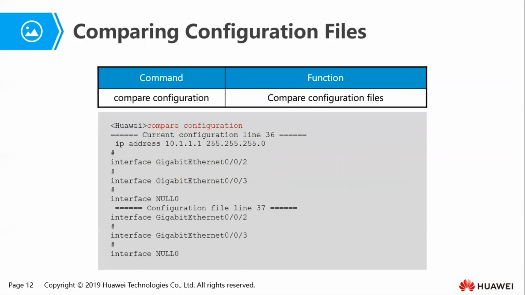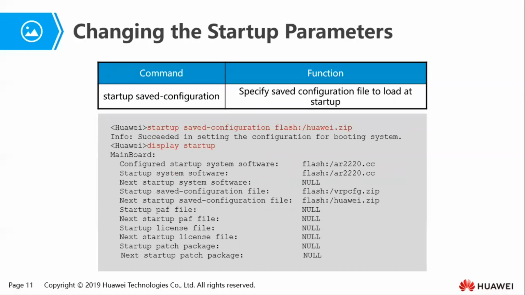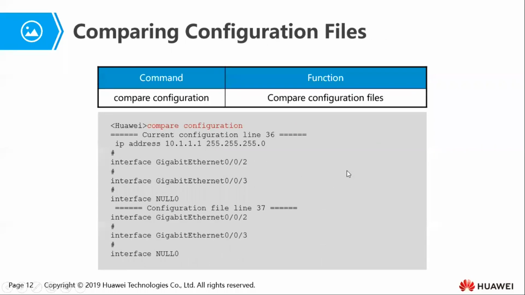So for example, we delete the one we've set here, this Huawei one. Once you delete it, then the default one, which is this one, vrp-cfg.zip, will be loaded during the next startup.